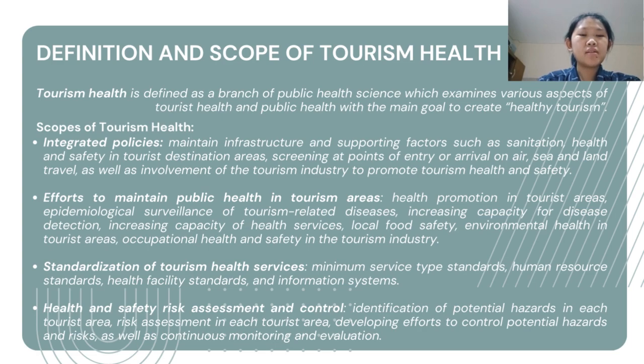The third one is sanitation of tourism health services, which includes minimum service type standards, human resource standards, health facility standards, and information systems. And the fourth one is health and safety risk assessment and control, which includes identification of potential hazards in each tourist area, risk assessment in each tourist area, developing efforts to control potential hazards and risks, as well as continuous monitoring and evaluation.